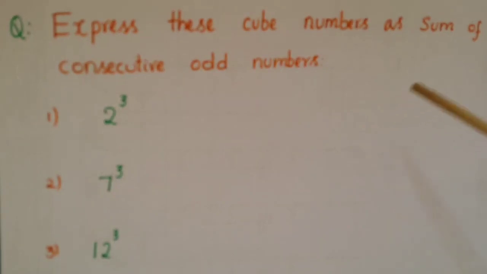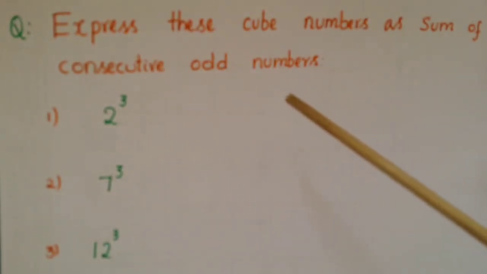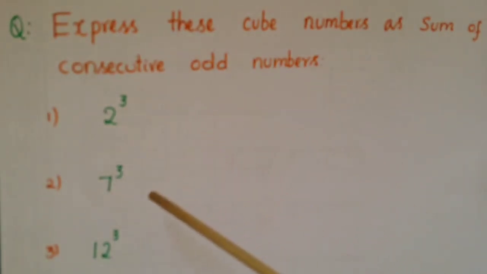Please express these cube numbers as sum of consecutive odd numbers. First one is 2 cube, second one is 7 cube and third one is 12 cube.